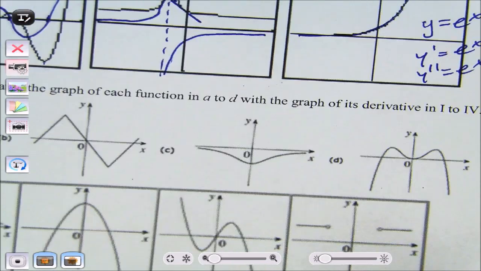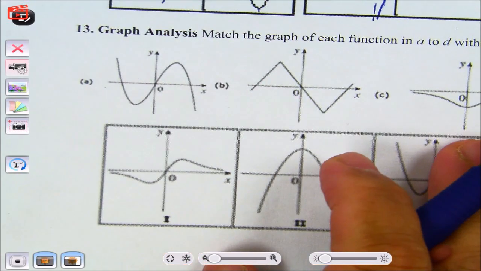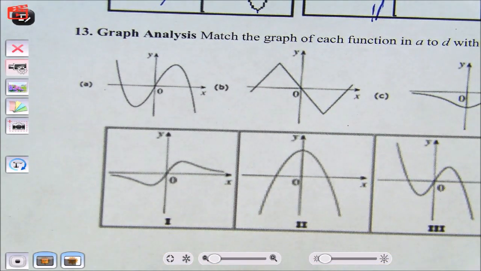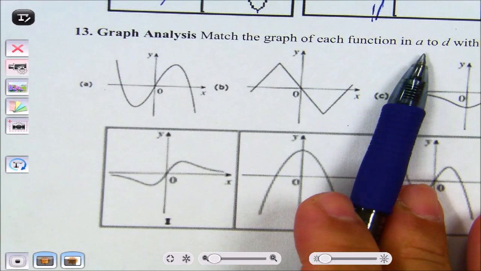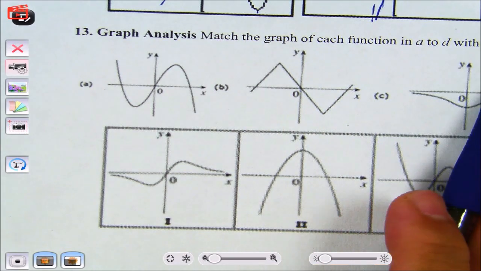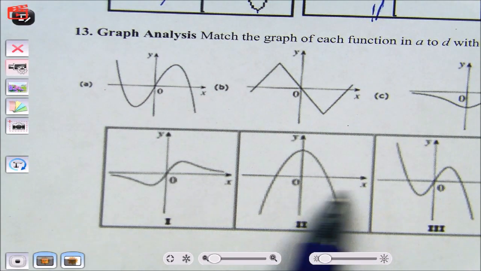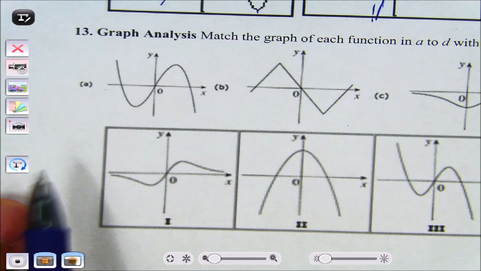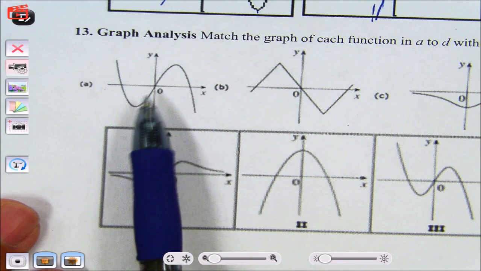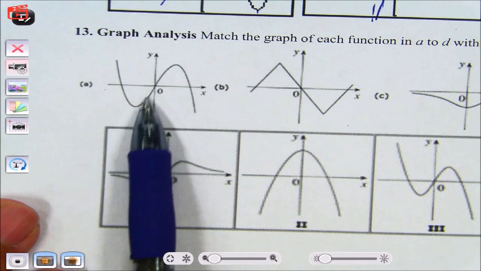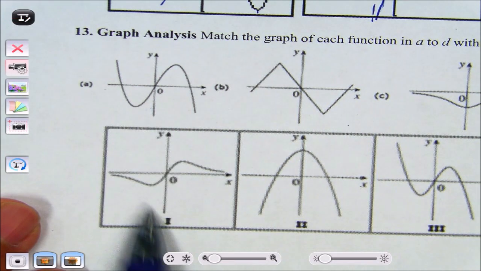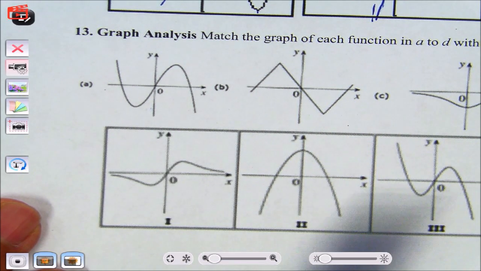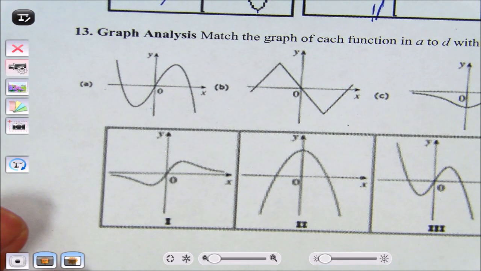All right. 13. Graph analysis. What are we doing? Match the graph of each function in A to D with the graph of these things. So take a moment to see if you can match. This is the original function. A, B, C, D are the original functions, and these are the derivatives. Ooh, B and 4 look like they go together. Just take a moment to yourself.